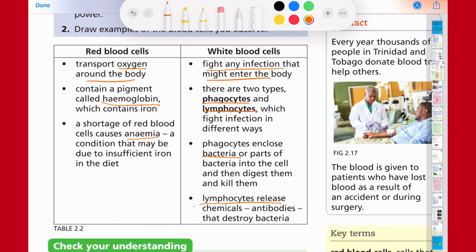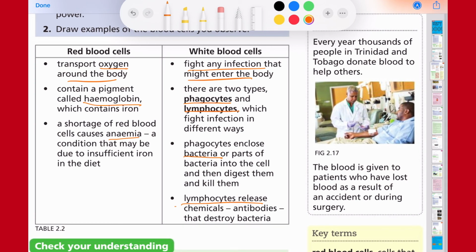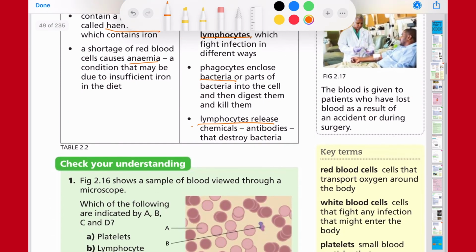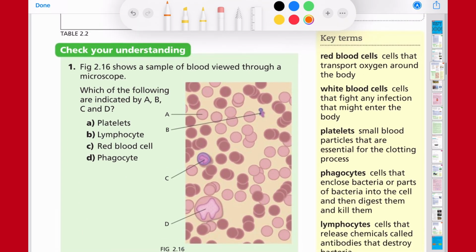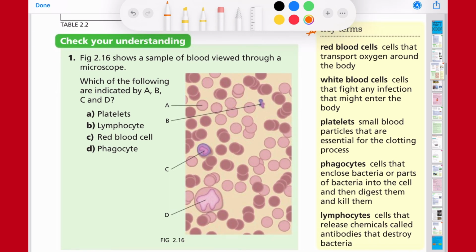Lymphocytes, however, release chemicals known as antibodies, right? And that is what will destroy bacteria. Right, and you can read up on donation of blood, and it's a very good thing to do. And again, you all will take note of the key terms on the right hand side, because that gives you the definitions for each of those.